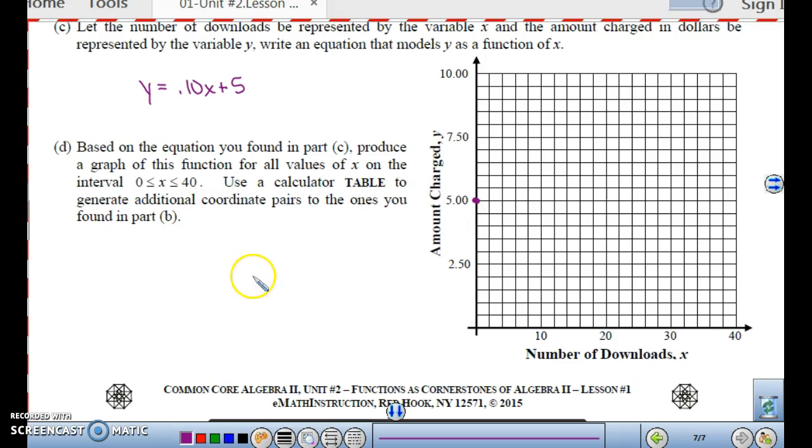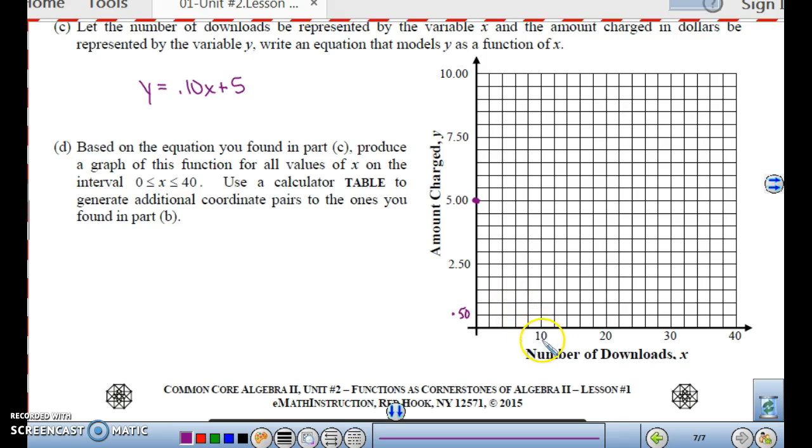Now the slope of this is going to go up by 10 cents, but you notice here that your scale goes from here to here is 250, so that means that each of these is going to be 50 cents. So each line is 50 cents, and going up by 10 isn't going to be that fun. So what we're going to do is produce a graph of the function for all values of x in the interval between 0 to 40.